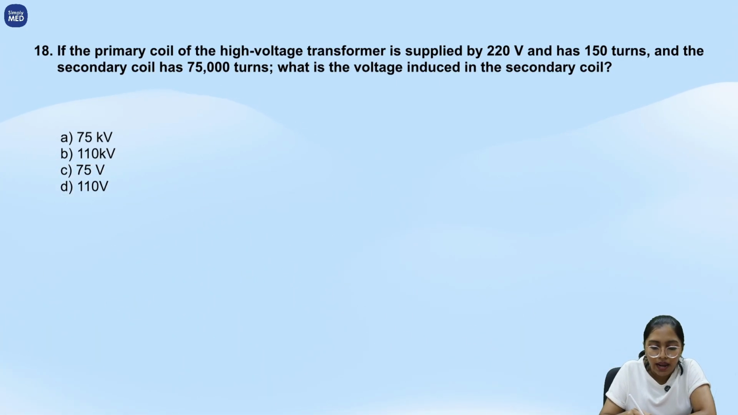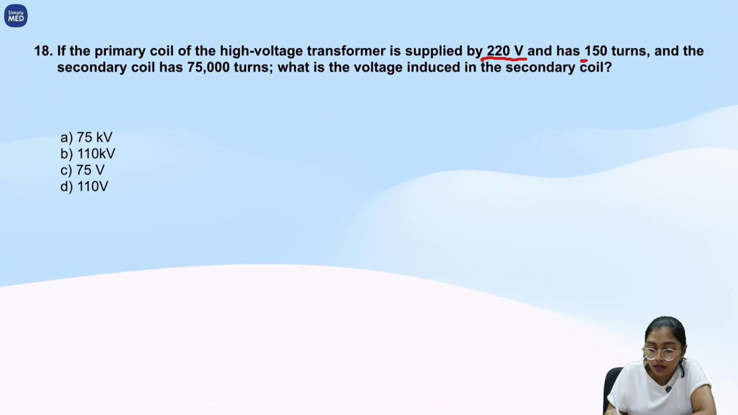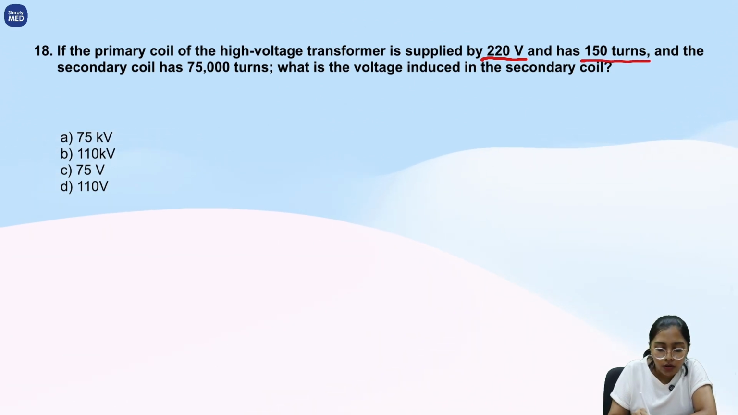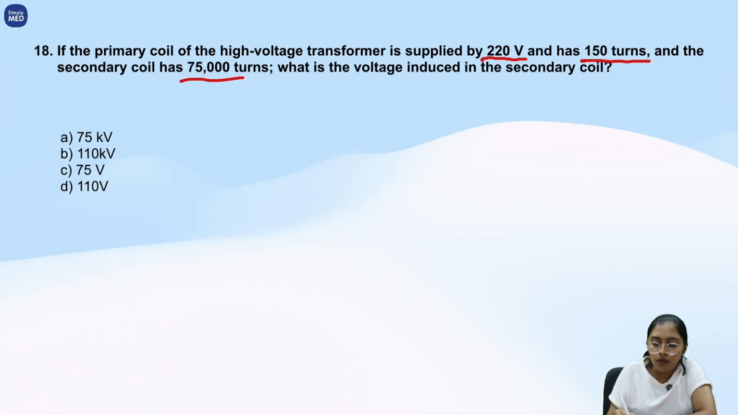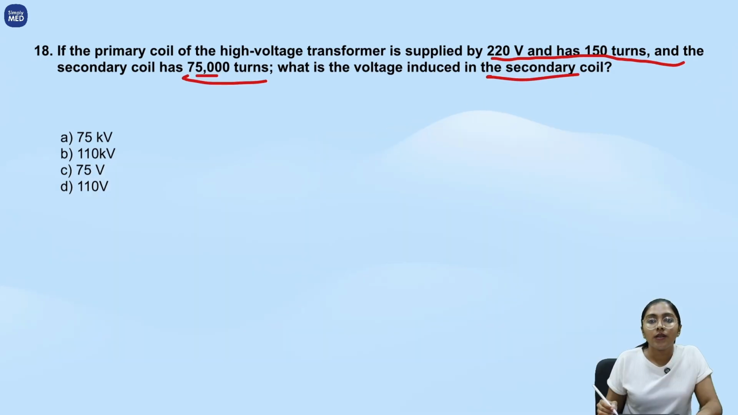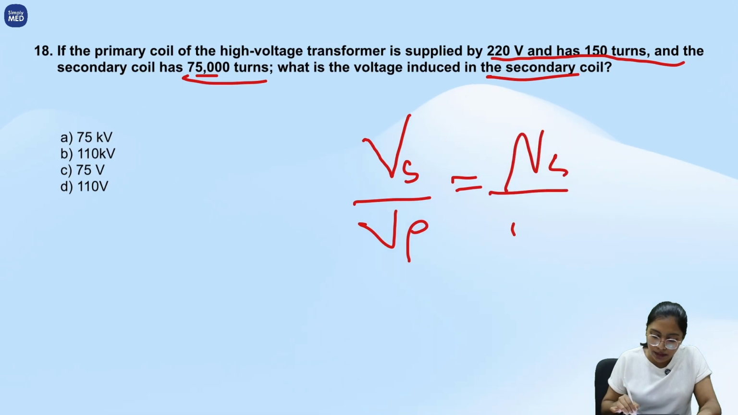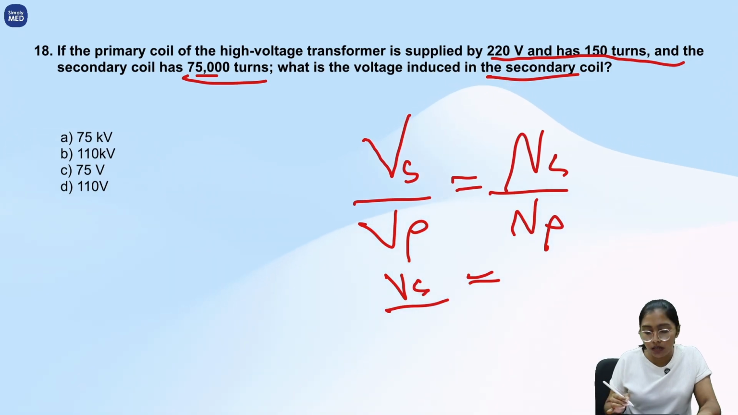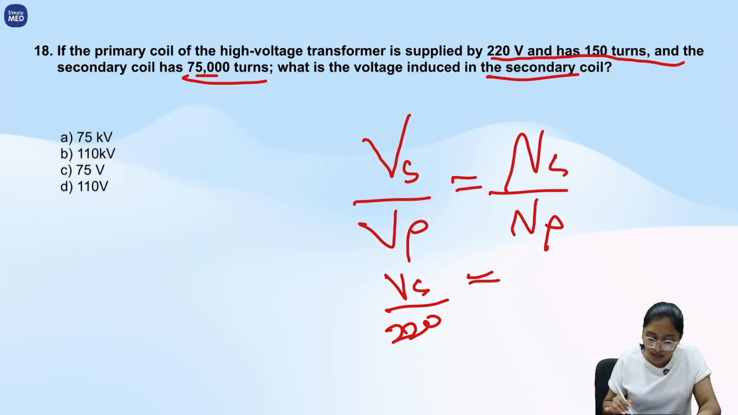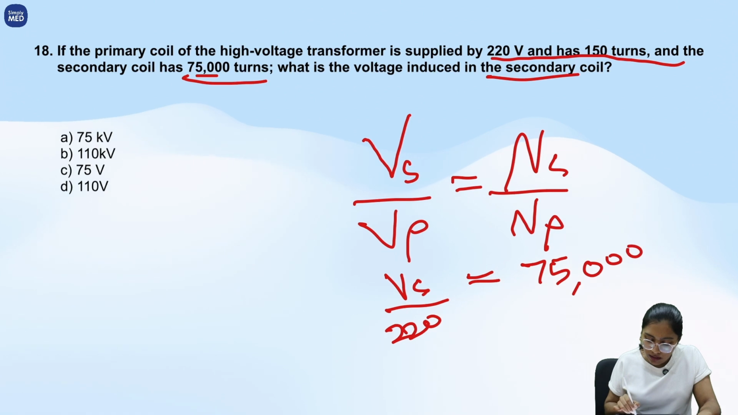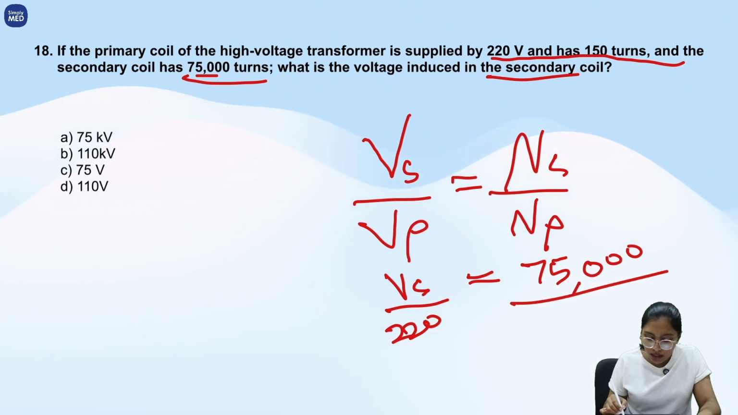So the second one is, if the primary coil of a high voltage transformer is supplied by 220 volts and it has 150 turns, and the secondary coil has 75,000 turns, what will be the voltage induced in the secondary coil? So now let's substitute in the values. Our equation was Vs by Vp is equal to Ns by Np. So Vs is what we have to find out, and Vp, the voltage in primary, is 220. This is equal to Ns by Np. Number of turns in secondary is 75,000 divided by number of turns in primary is 150.